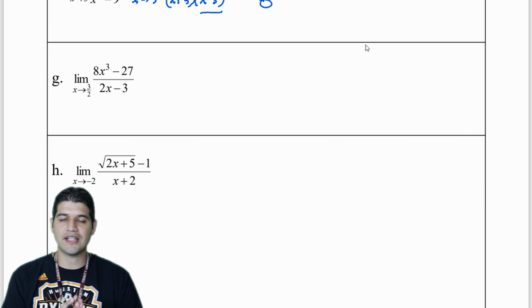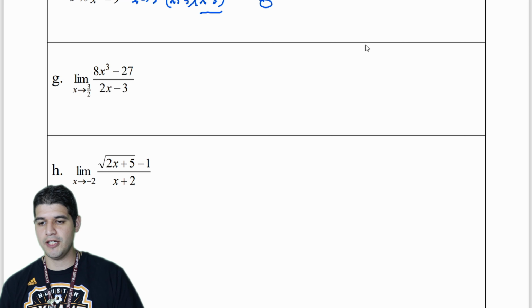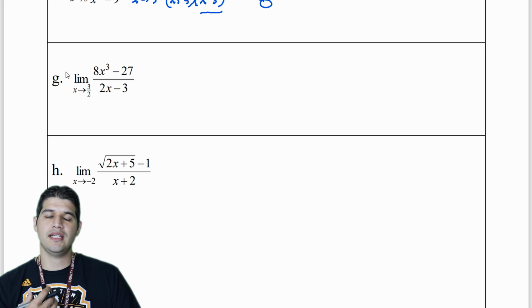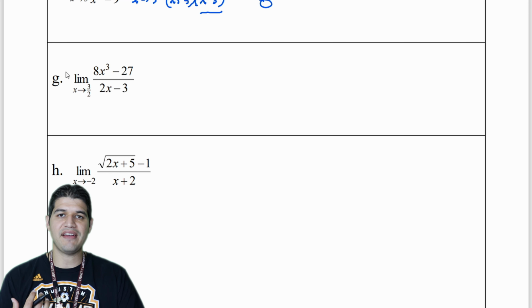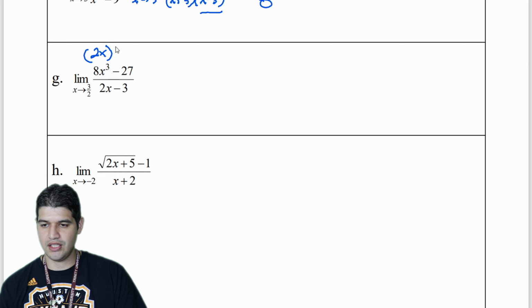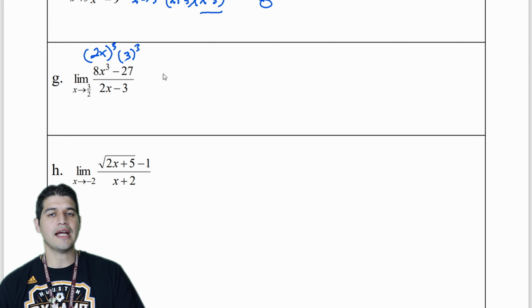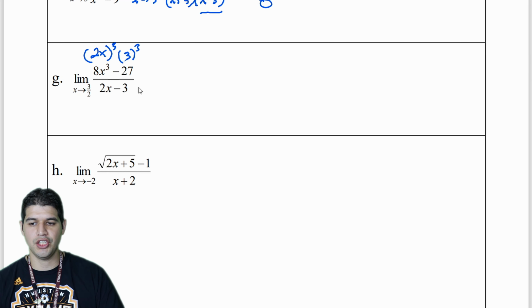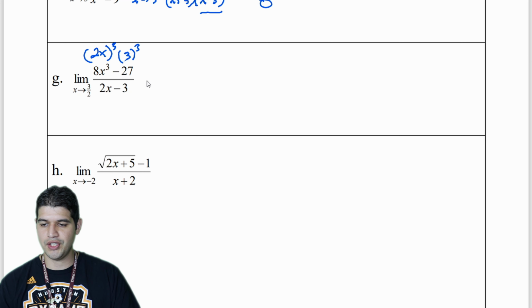Now in this problem, I actually have a difference of cubes in part G. And so I see 8 and 27, both of those are cubed. So 8 is 2 cubed and 27 is 3 cubed. So I actually have 2x quantity cubed and I have 3 cubed over there. So that can actually be factored, difference of cubes. So you can have a difference or a sum of cubes.